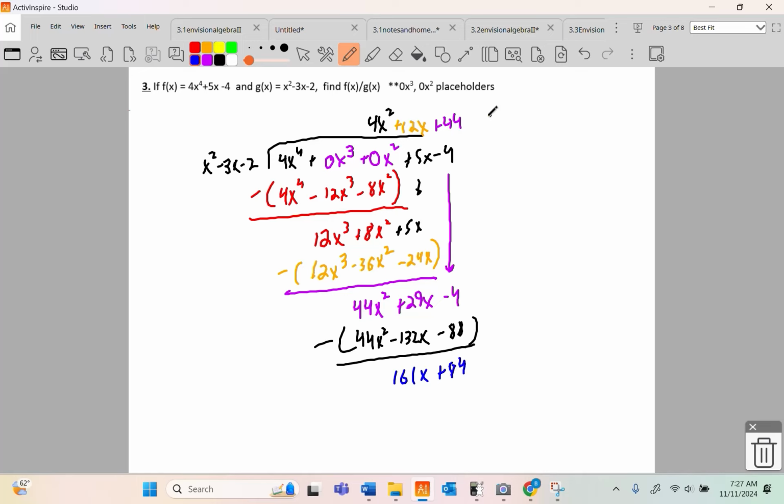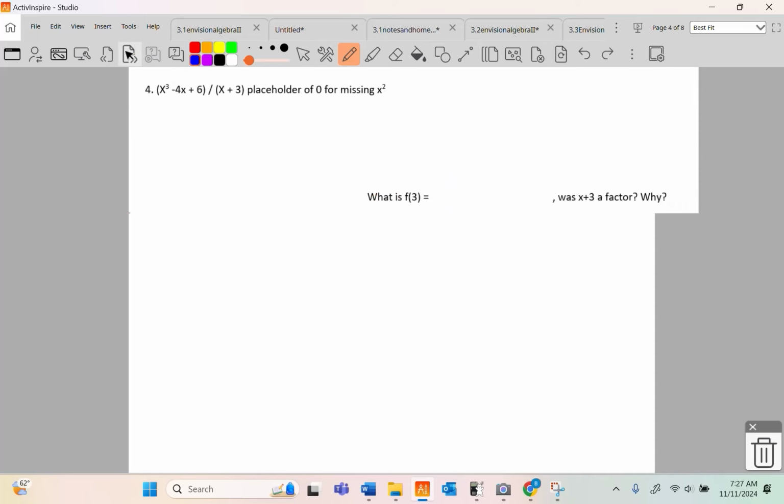And this is my remainder. So plus 161x plus 84, all over the original divisor, which was x squared minus 3x minus 2. There you go. Easy peasy lemon squeezy. It's just long division. That's all it is, a simple algorithm.